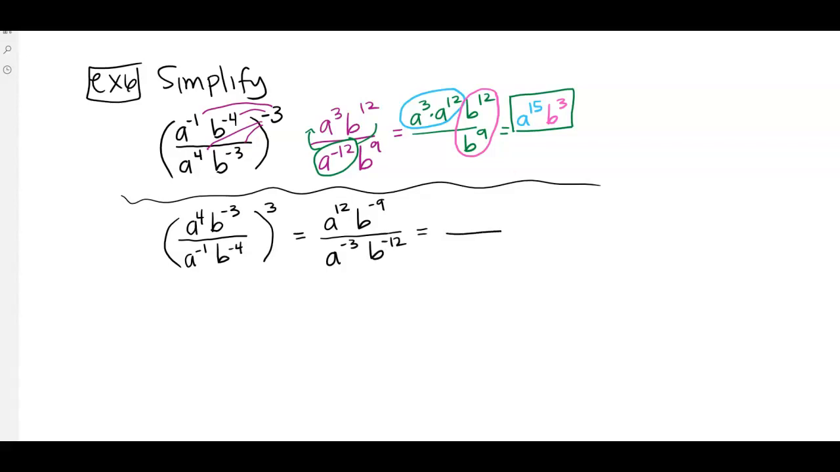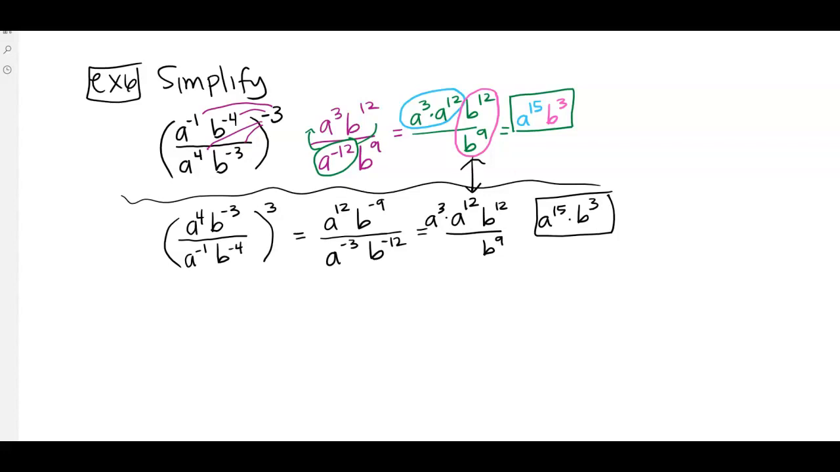And then you just got to flip things to where they're going to be happy, right? So a to the 12th is happy on top. Got to move b to the 12th upstairs, b to the 9 downstairs, and then a to the 3rd upstairs, right? And then you can see the similarities now between these two and how we get that a to the 15th, b to the 3rd. So even if you started it out differently, you still end up with the same thing, okay?